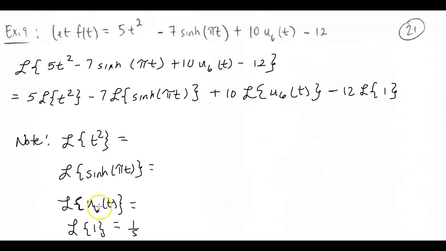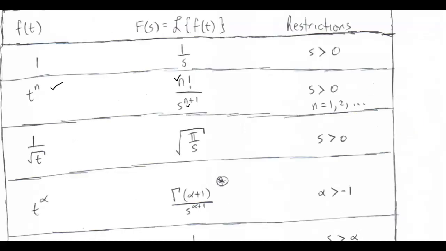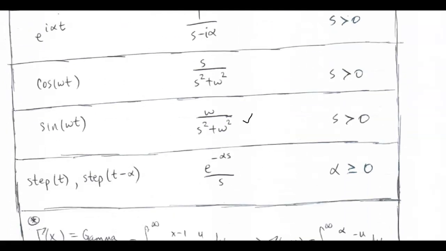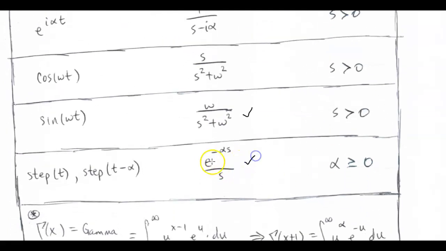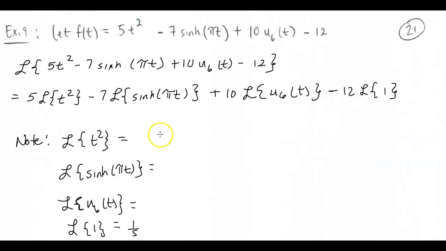If we look for the Laplace transform of the unit step, we see that the Laplace transform is just e raised to the minus alpha s divided by s. And remember, we found that. So we'll come back here. So this will be e raised to the minus 6s over s.